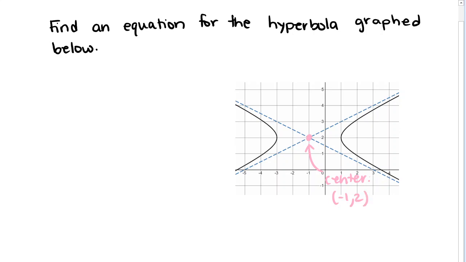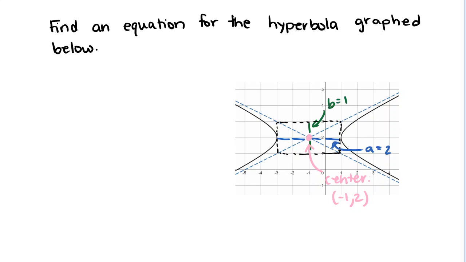And then what about a and b? Well, because this is a horizontally oriented hyperbola, a is the distance horizontally from the center to one of the vertices. Right, so here, that tells us that a is equal to 2. Now, what about b? We can imagine drawing the box that gives us our diagonals for our asymptotes. And we can see that really, for us to have the right diagonals, the box needs to be 1 unit away from our center vertically in the up and down direction. So here, that tells us that b is equal to 1.